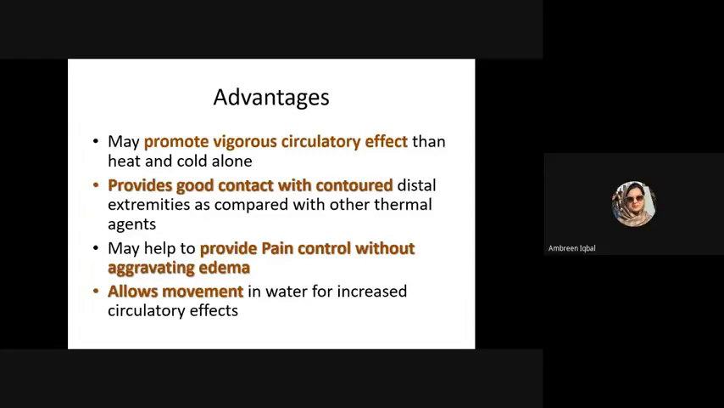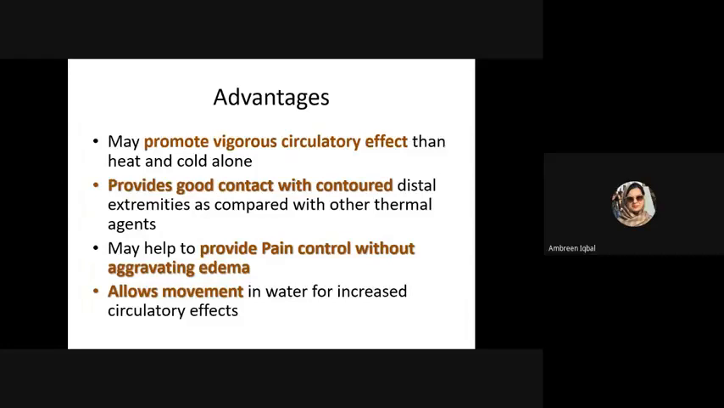Fine. The next is that it provides good contact with the contoured distal extremity as compared to other thermal agents. For example, we apply a hot pack around my wrist or hand. The hot pack is not able to cover the contoured areas, like the flanges, properly. But when I immerse this hand and wrist in the warm water and cold water, both come in contact with every irregular surface of my wrist and hand. So this process gives you good contact with the contoured distal extremities, as compared to other thermal agents, hot and cold, which you wrap around the area but which do not properly cover it.